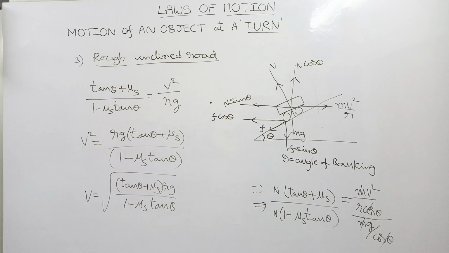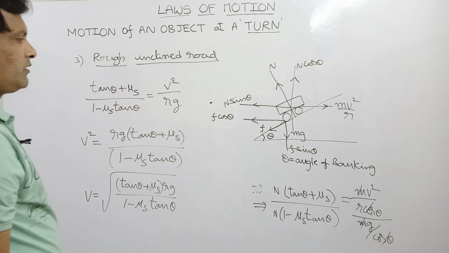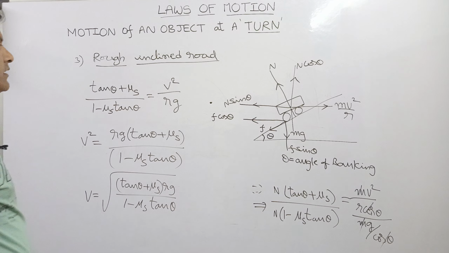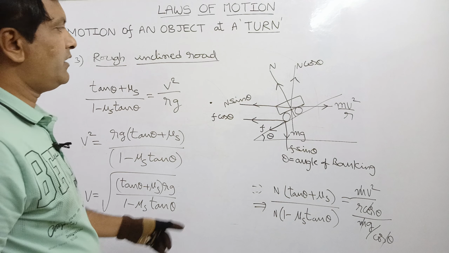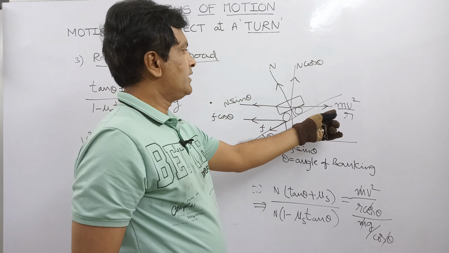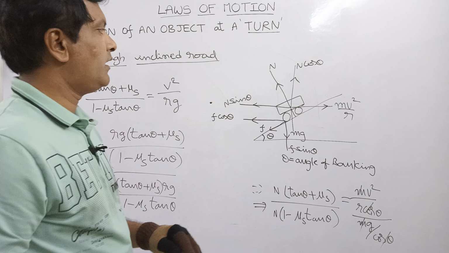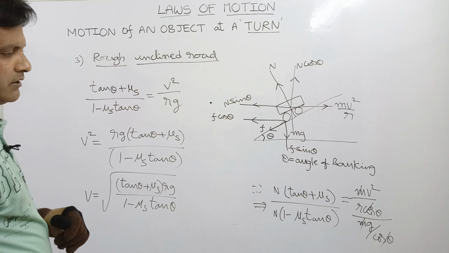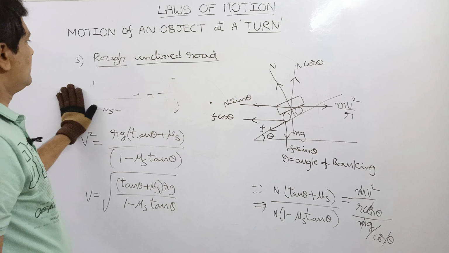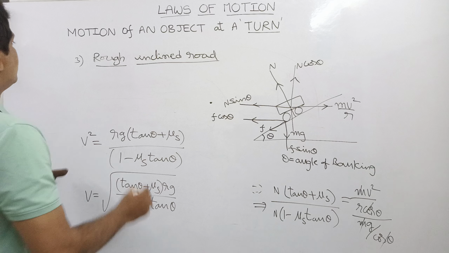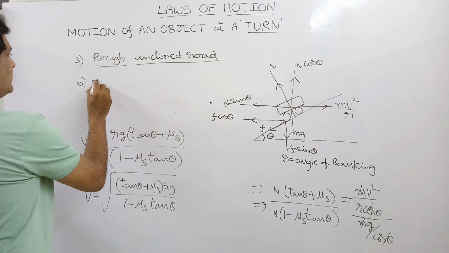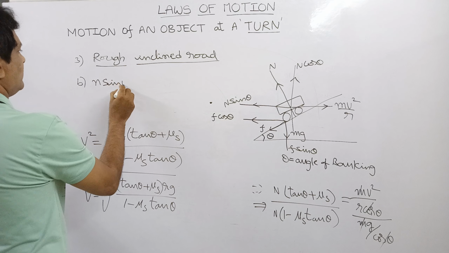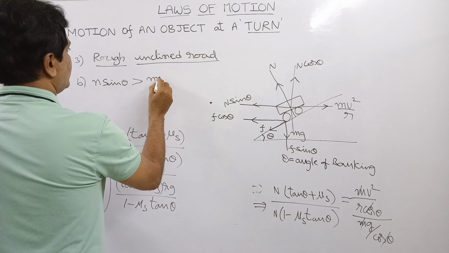Okay, so this is case 1. Now we will observe what case 2 is. What could be case 2? In the first case we have taken n sin theta less than mv square by r, that is case 1, which is what we have dealt with here. In case 2 we will take up n sin theta greater than mv square by r.